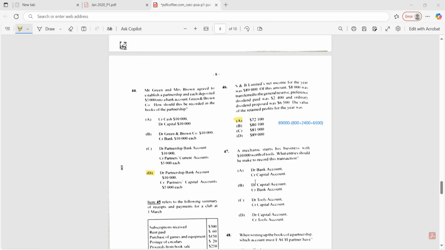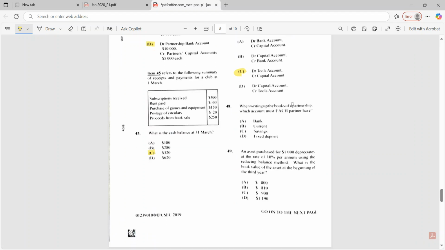Now 47. A mechanic starts his business with $10,000 worth of tools. What entry should be made to record this transaction? So we have to debit the asset account and we have to credit the capital account because that is what he started the business with. So which one of those? We see the answer at C.